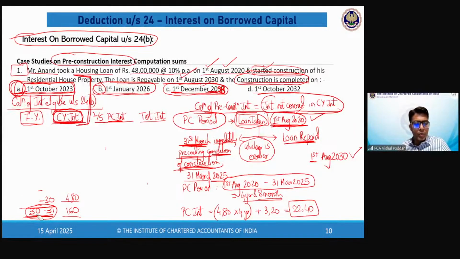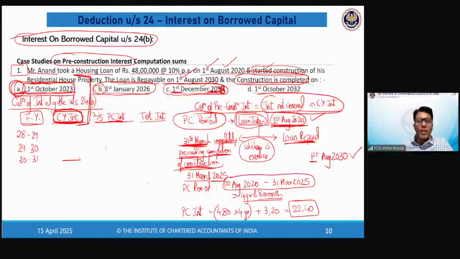So I'll just write it again above. So now my starting year is 28, 29. 29, 30, 31. Now, interestingly, loan will be repaid here. But as I was mentioning at the start, I have to consider minimum 5 years. Why? Because my pre-construction deduction goes for 5 years. So 28, 29 will be the starting year. Here, my current year interest is getting over, but still I'll continue 2 more years because I will get the pre-construction deduction for 5 years complete.